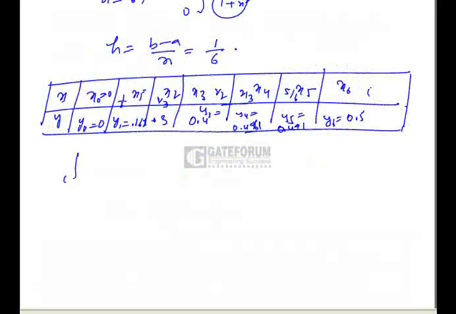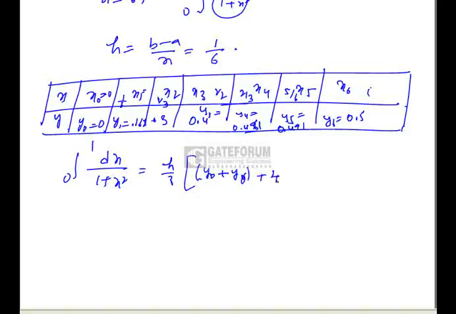Now the integral from 0 to 1 of dx by 1 plus x square, by Simpson's rule is nothing but h by 3 into first term plus last term, which is y0 plus y6, plus 4 times the values in the even places, that is y1 plus y3 plus y5, plus 2 times the values in the odd places, so y2 plus y4, because we have taken y6 already. So let us substitute the values.